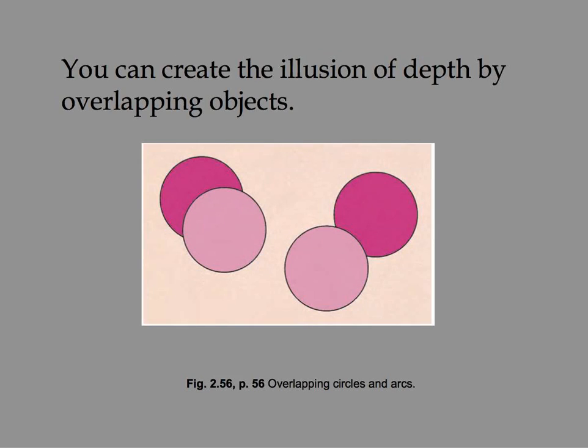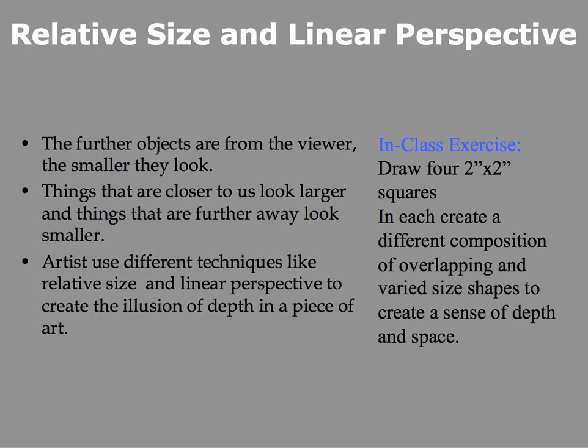Another thing that helps build depth in this image is the value contrast. The lighter things appear closer to us and the darker things fade into the background. Something that image didn't depict, though, was relative size in linear perspective. The further objects are from the viewer, the smaller they look. So had those dark pink circles been slightly smaller than the light pink ones as well, they would have even looked further away. Things that are close to us look larger.